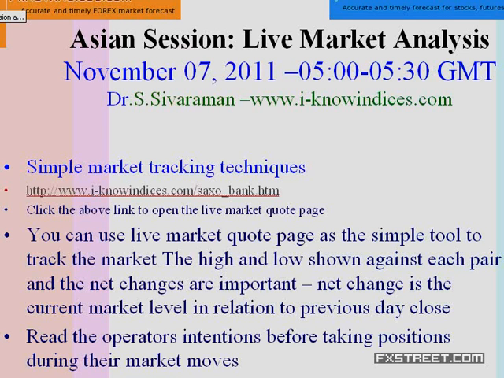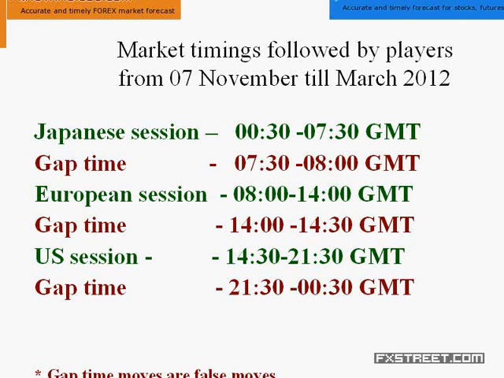Now, from today onwards, you come across the market timings are altered, and the daylight saving system is off from yesterday in US. So here afterwards till mid-March, you will come across these market timings. So you can make a note of the market timings. So 0030 to 7:30 GMT is the Japanese session. 7:30 to 8 GMT is the gap time before the start of the European session. European session will be from 8 to 14 GMT. Then 14 to 14:30 GMT will be the gap time.